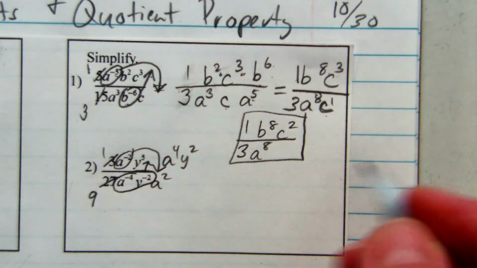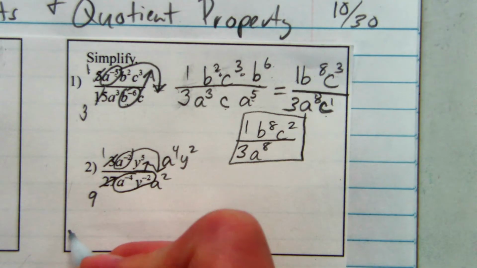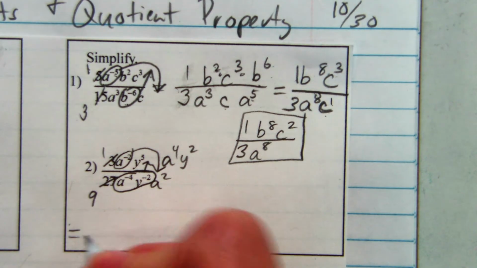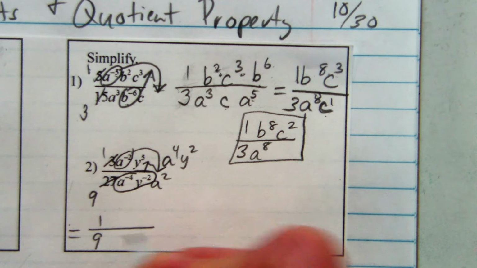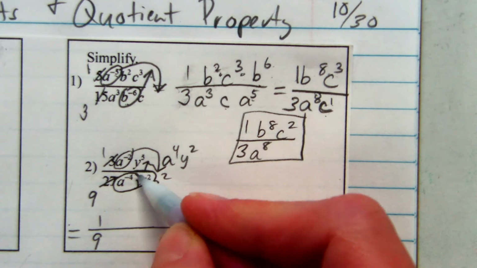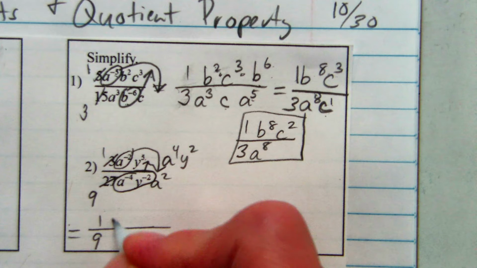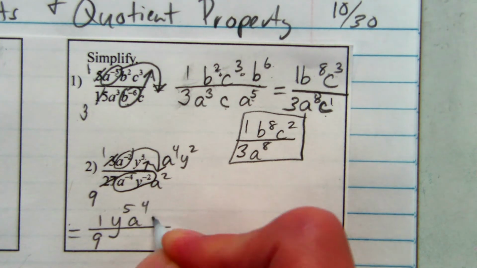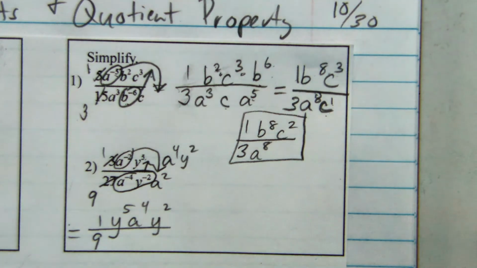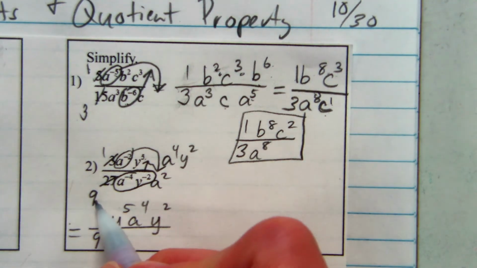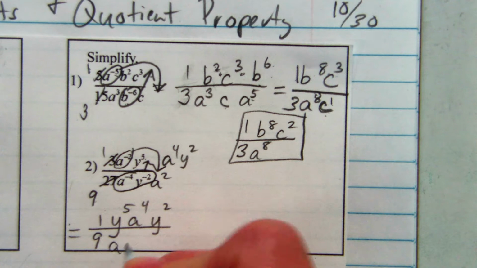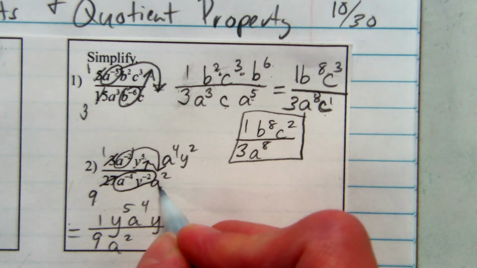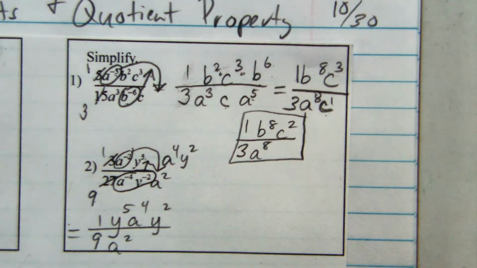And then we can rewrite the whole thing, which I'm going to do down here. So I have 1 on the top, 9 on the bottom. This y to the 5th was already up there. But now I also have an a to the 4th and a y squared, and we'll combine things in a minute. The 9's down here. I already had an a squared down there. Actually, and we moved everything else, so that's it.